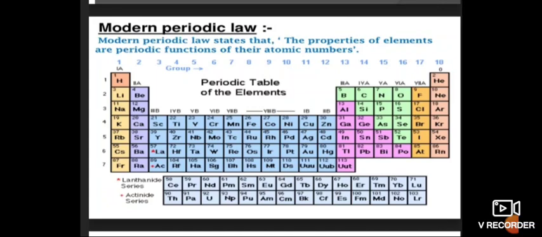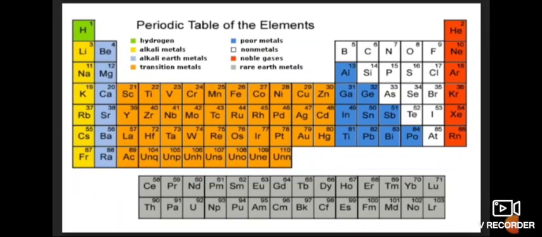In the modern periodic table, how many groups and how many periods are there? There are 7 periods and 18 groups. If you see, what is the first element present in the periodic table? That is hydrogen. What is its atomic number? 1. Next one is helium.